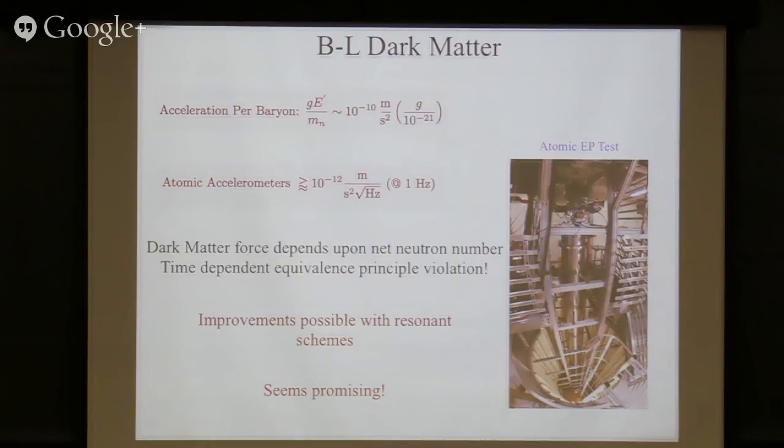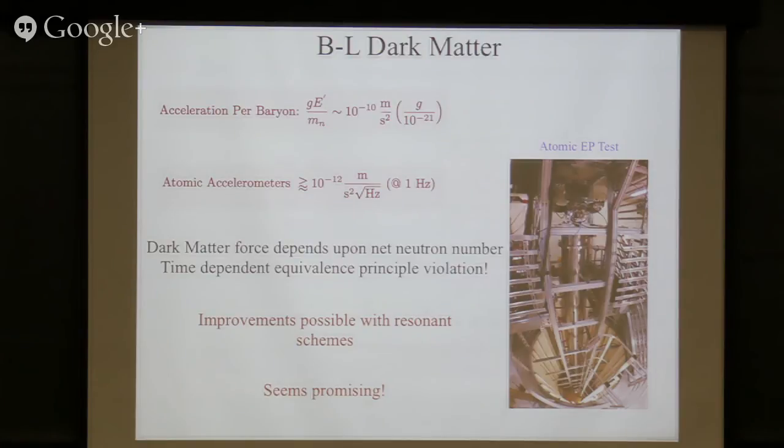the net neutron number of your atom, right? So if you take two atoms, say rubidium-85 and rubidium-87, just for example, and you drop them and try to do a typical equivalence principle sort of experiment, what will happen is that there will be a force on these atoms from the dark matter. The dark matter is all around you. And it will act, of course, differently on rubidium-85 and rubidium-87. So it will cause an equivalence principle violation.